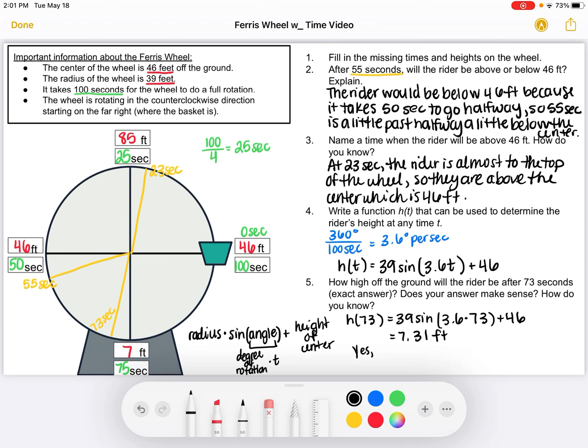So yes, 73 seconds is almost to the bottom, which is 7 feet. So it should be a little above 7 feet. Okay. So between all those questions, you should be prepared to do your practice and prepare for your quiz. So hopefully that helps.